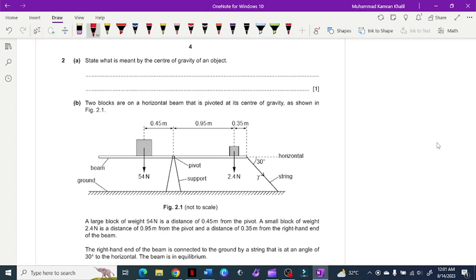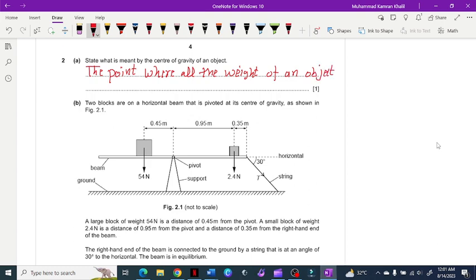This is the simple definition of center of gravity. Again, we will write down the complete definition. The point where all the weight of an object is taken to act. That is called as the center of gravity.